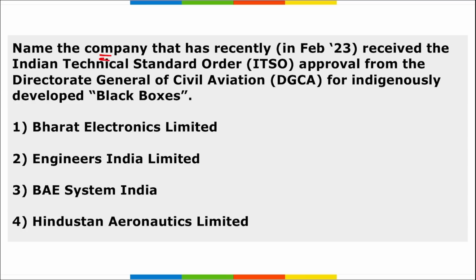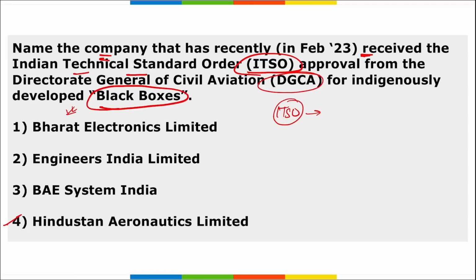Next is name the company that has recently received Indian Technical Standard Order ITSO approval from DGCA for indigenously developed black boxes. This ITSO approval is basically a standardization approval that the product that has been developed is up to the mark. All right, it is having certain standards. So this ITSO approval by DGCA was given to the black boxes. All right, for which company? It was your Hindustan Aeronautics Limited.